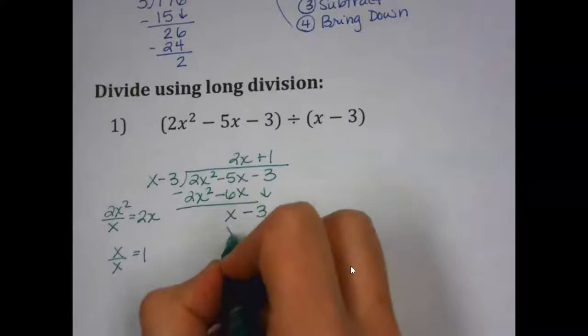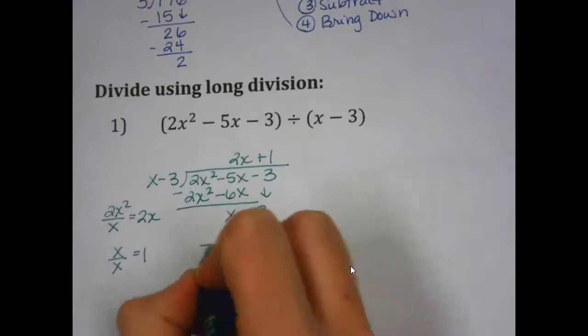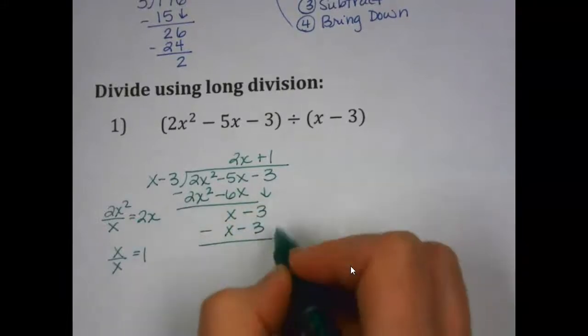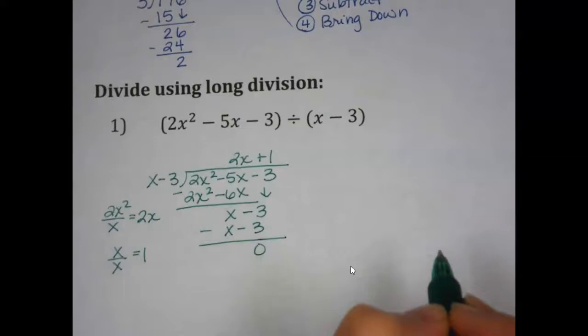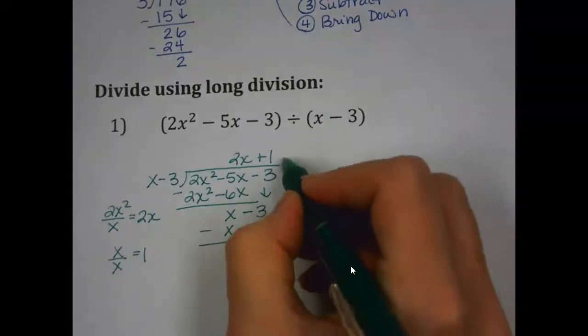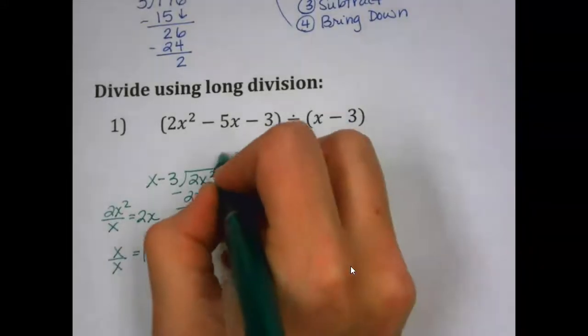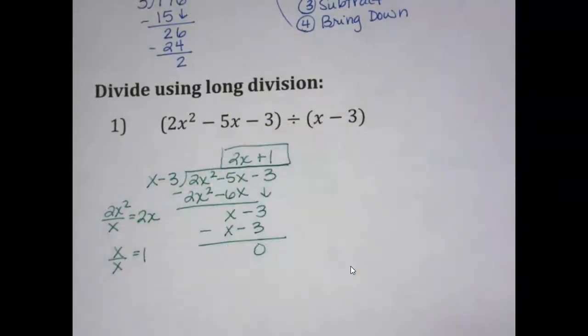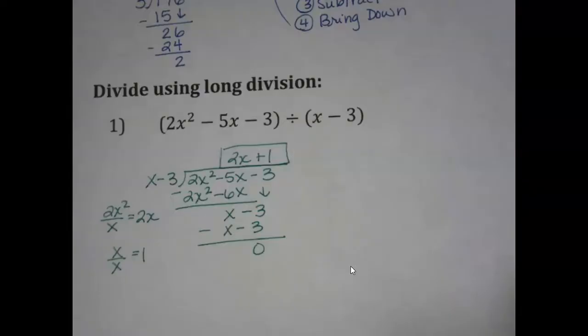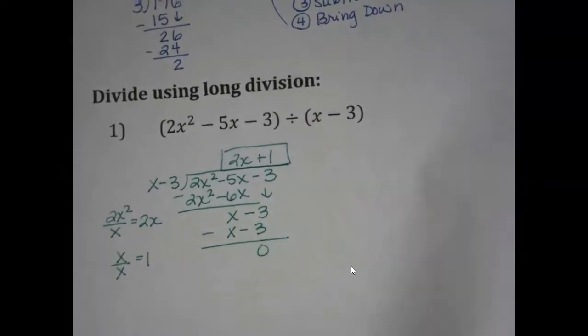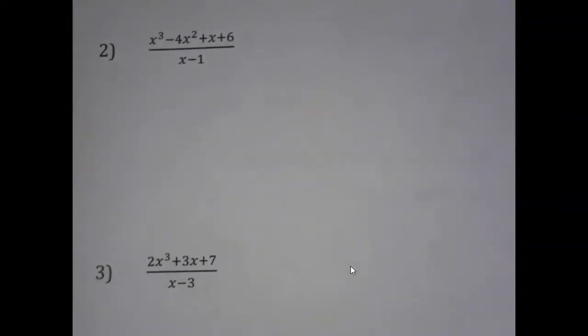1 times x minus 3. Then we're going to subtract. They're exactly the same thing, so that leaves us with a remainder of 0. So we don't have anything to put up here. And our answer is just 2x plus 1. All right, we're going to try that a couple more times. But see if you can get started on number 2. Hit pause, see how far you can get, and then come back and check.